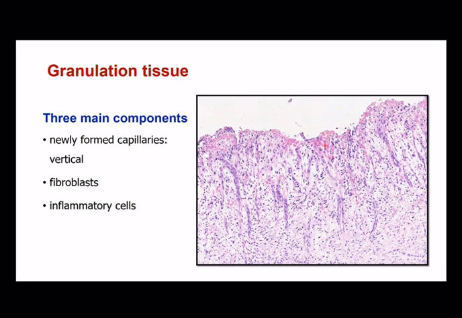Below this necrotic material, there are many newly formed capillaries, like here, here, and here. They are vertical to the wound surface. Also, we see a lot of inflammatory cells infiltrating in the background. These blue little dots.